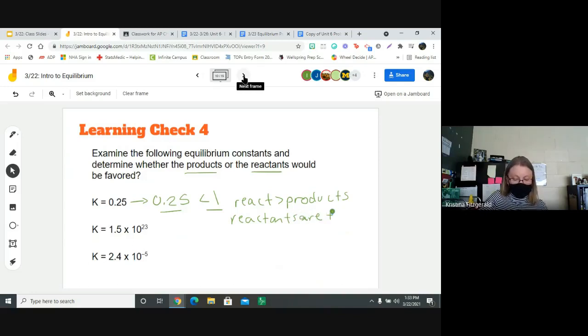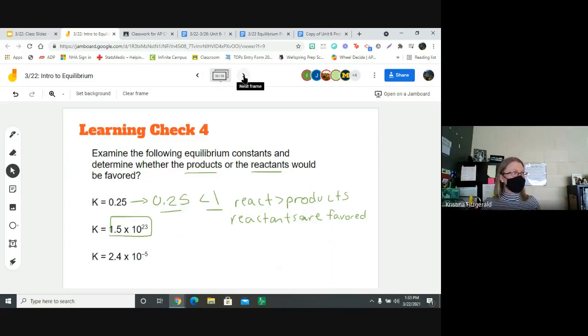So favored meaning you'd have more reactants at equilibrium than products. But the rates are happening at the same rate. Okay, this scientific notation number, what do we think? Greater than or less than 1? Emma, what do you think? Do you have any thoughts?